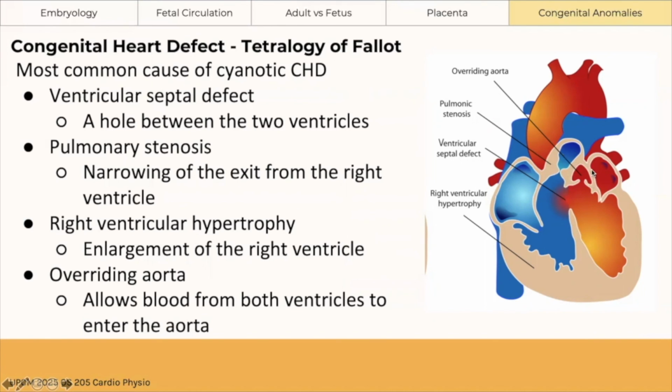And then going up again, you have pulmonary stenosis or narrowing of the exit for your right ventricle, and an overriding aorta because blood from both ventricles, left and right, are allowed to enter into the aorta. So it overrides into your right ventricle. So that's your tetralogy of Fallot.